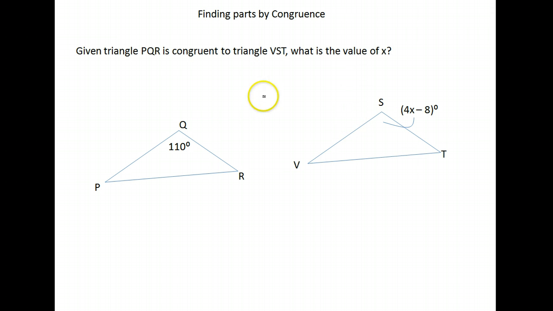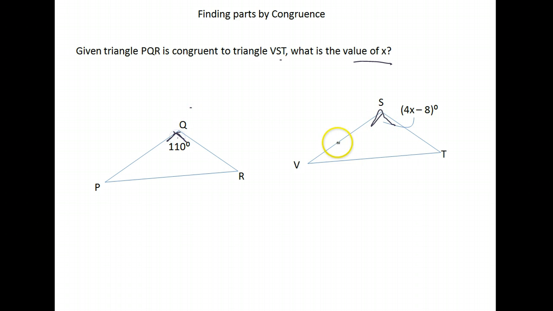Right here again, we have two congruent triangles. It says PQR is congruent to triangle VST. What's the value of x? So we only have two pieces labeled here. Here's angle Q is 110 degrees. Angle S is 4x minus 8.